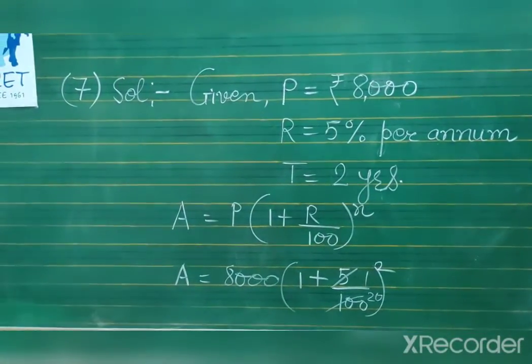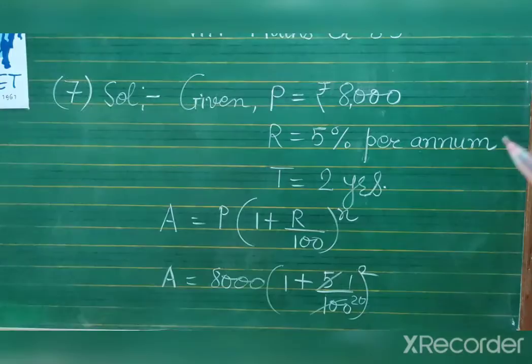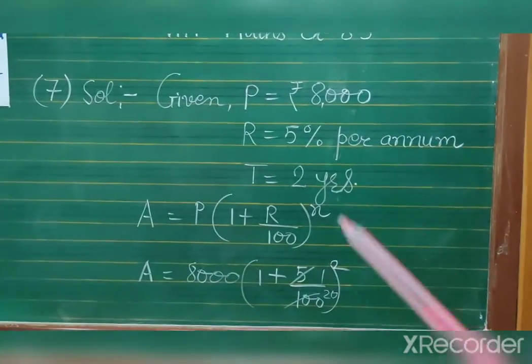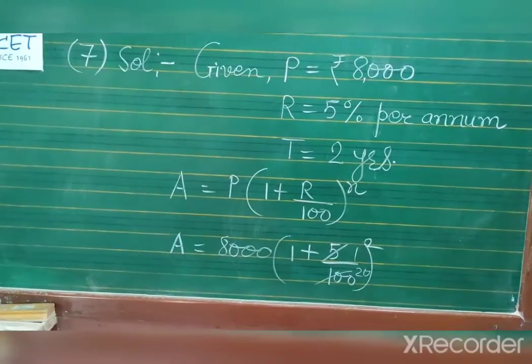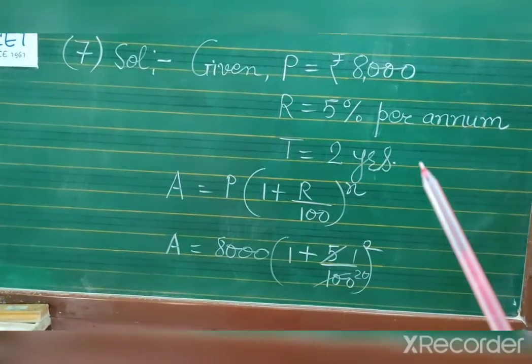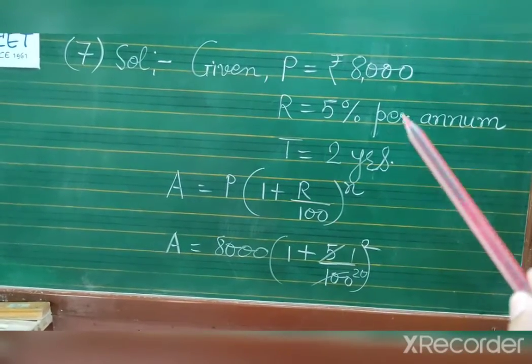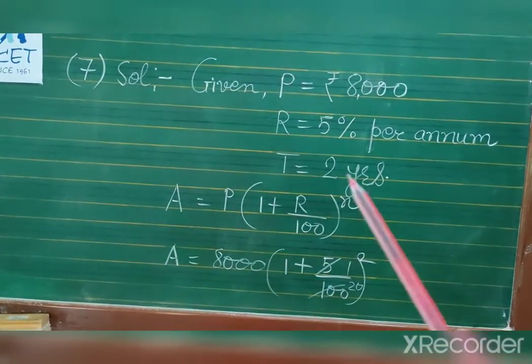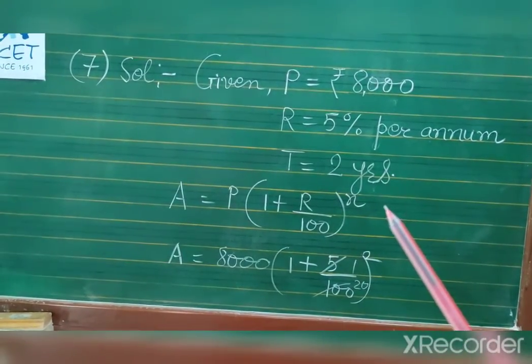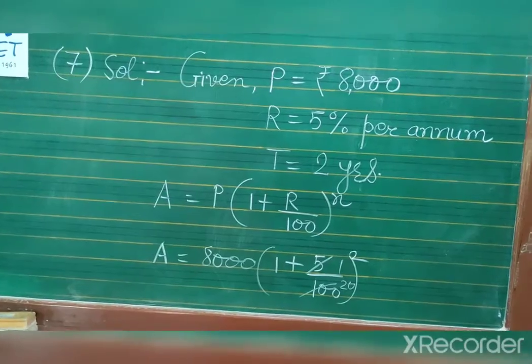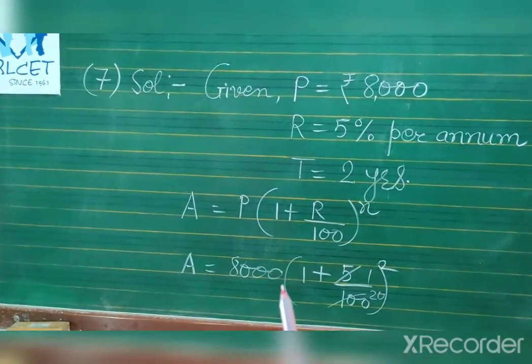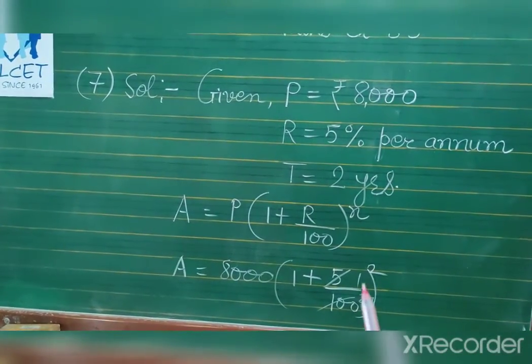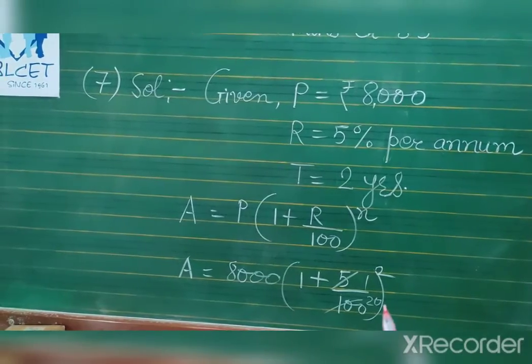Now see in the 7th question, P is equal to rupees 8,000, rate equal to 5% per annum, and time, because we have to calculate the amount at the end of the 2nd year, that means 2 years. So A is equal to P into 1 plus R upon 100 to the power n, compounded annually. It is written clearly there. So 8,000 into 1 plus 5 upon 100.